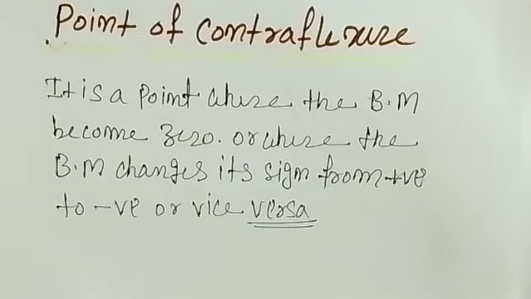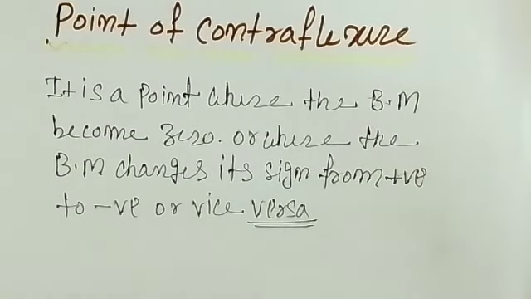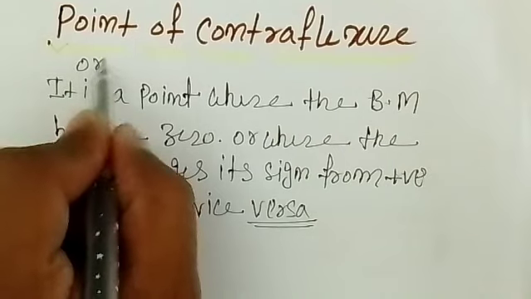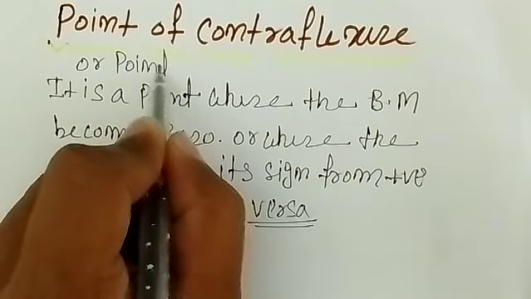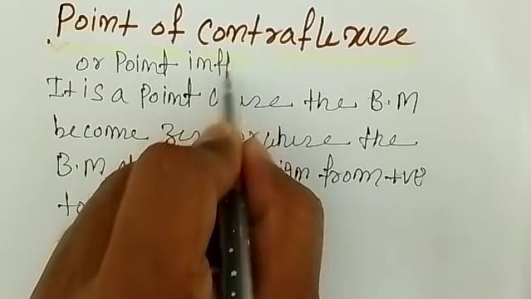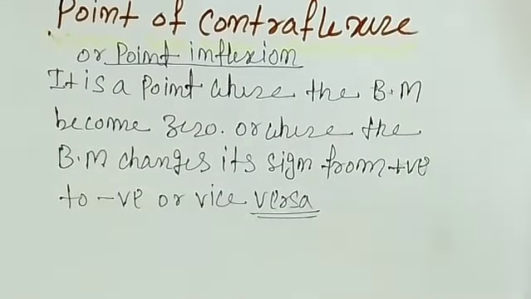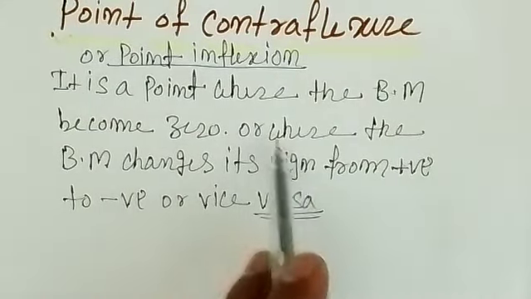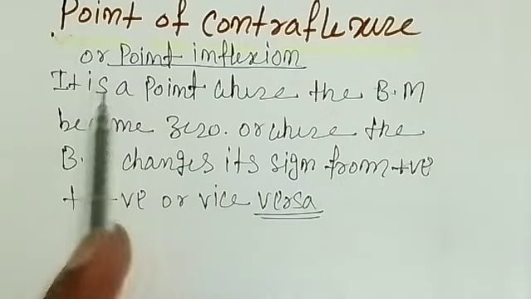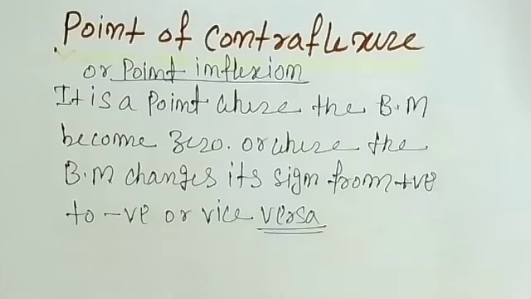So the point of contraflexure and the point of inflection are both the same, right? Here you can write point of contraflexure or point of inflection. So the point where the bending moment changes its sign from positive to negative, or where the bending moment becomes 0, that point we call the point of contraflexure or point of inflection. Now with a worked example we will try to find the point of contraflexure in a given beam. Specifically we will solve a problem related to the overhanging beam.